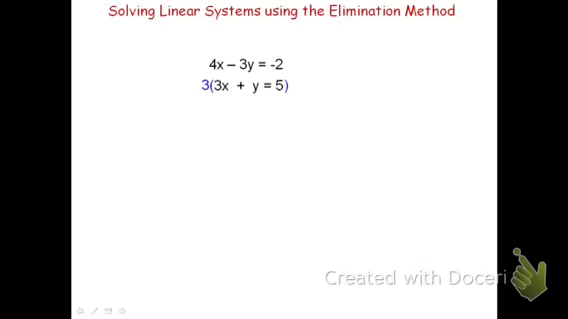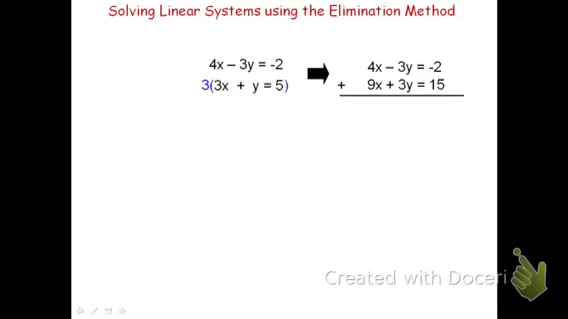Now when we multiply, we need to multiply each piece of the equation. That means everything in that equation, including the right-hand side, has to be multiplied. So if we distribute, 3 times 3x is 9x, 3 times y is 3y, and 3 times 5 is 15. So when we rewrite it, we need to make sure we multiply all the pieces. The top equation didn't change, and the bottom equation becomes 9x plus 3y equals 15.